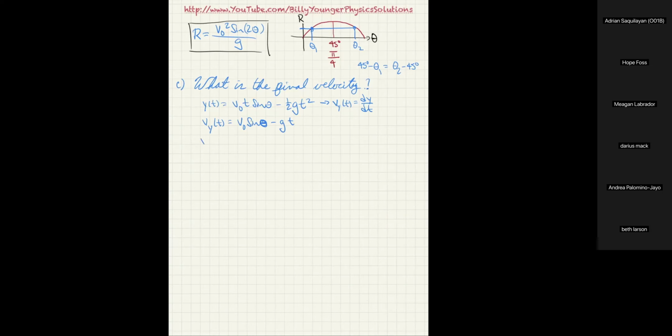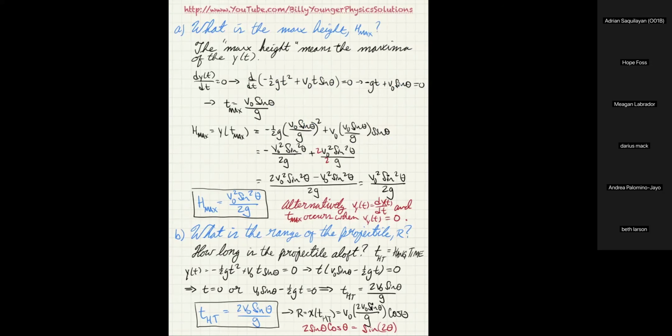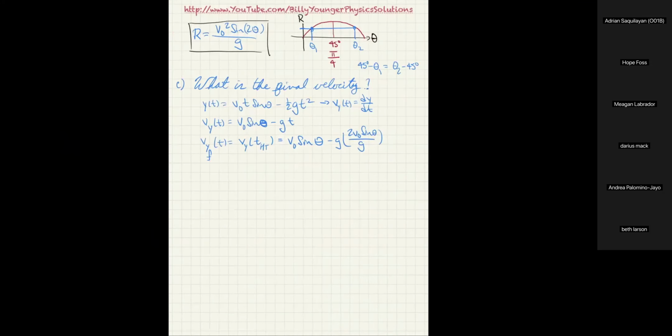So the final y velocity is v sub y of t at the hang time. That's all I have to do to find the final velocity. I just need to plug in the hang time for t. Well, that's v0 times the sine of theta minus g, and now the t for the hang time is 2 v0 sine theta over g. Let me double check my math. 2 v0 sine theta over g. That is the hang time, so we're right on that.